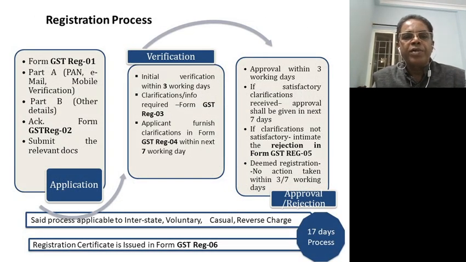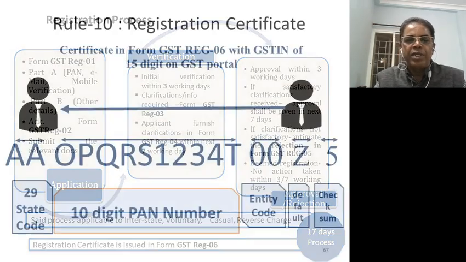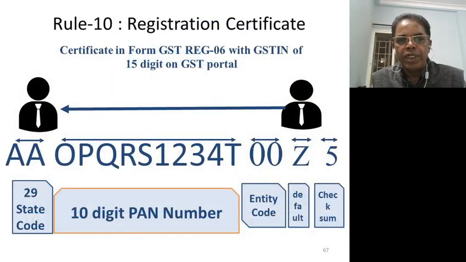Look at the registration process, which is a process of application. GSTR1 is there. If you log into the GST portal, all the information is there. You can fill it in one by one, then submit, and go on with the process until completion. Once you complete, you will get a registration certificate with 15 digits.